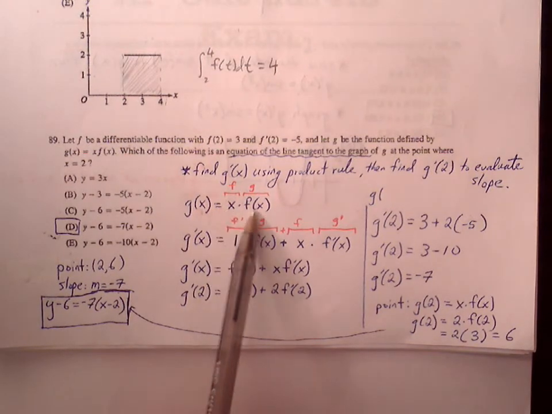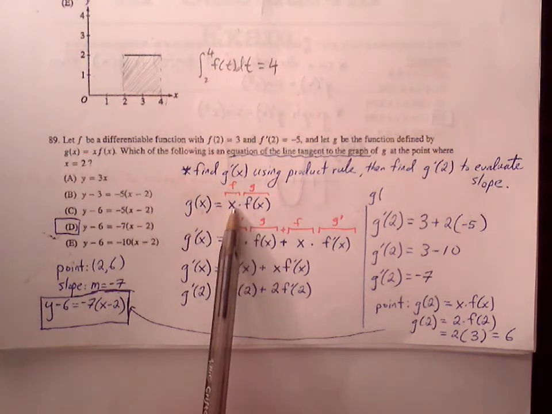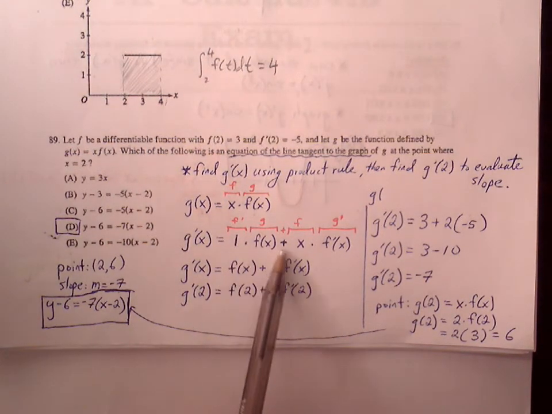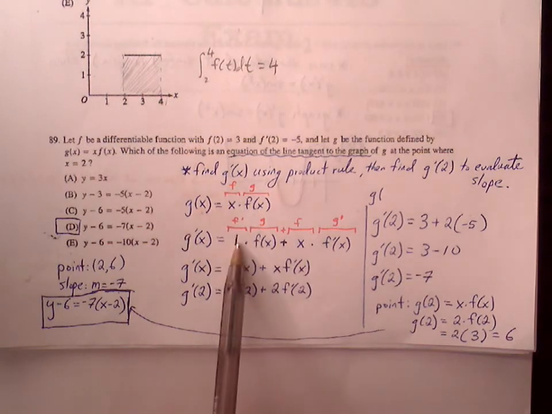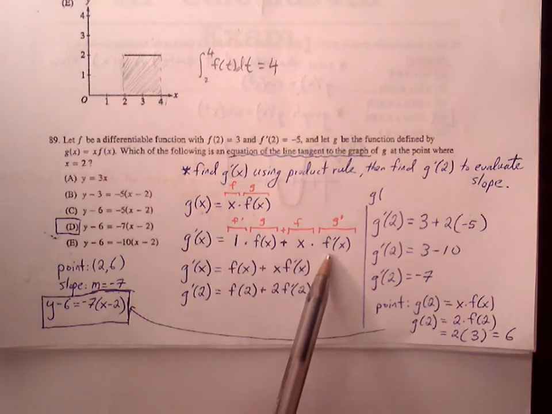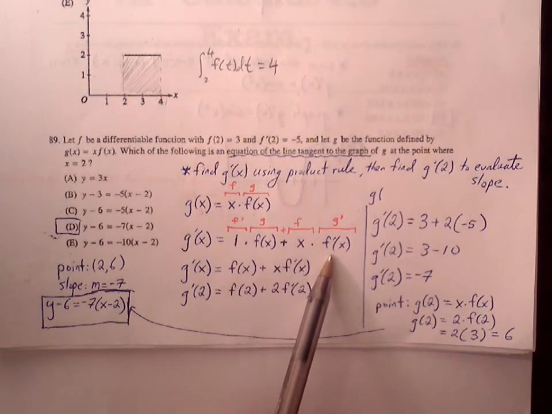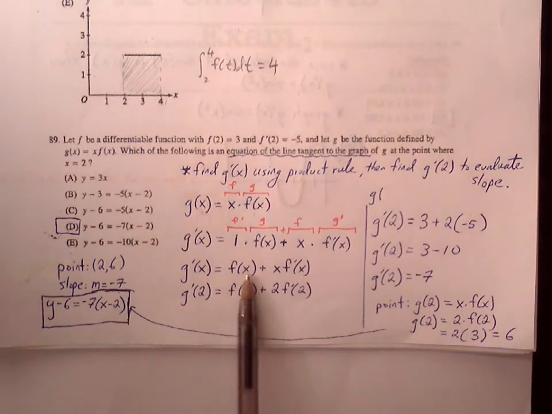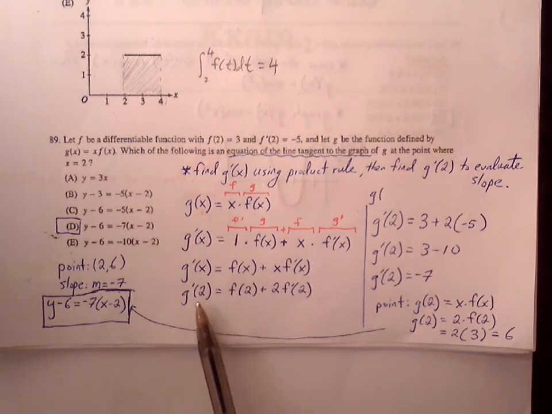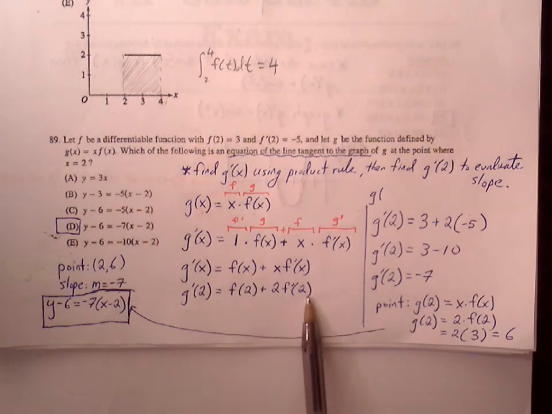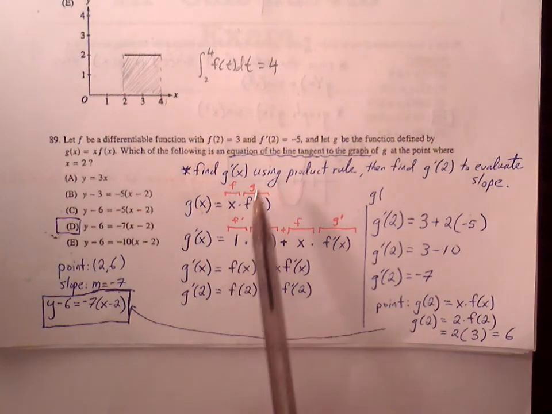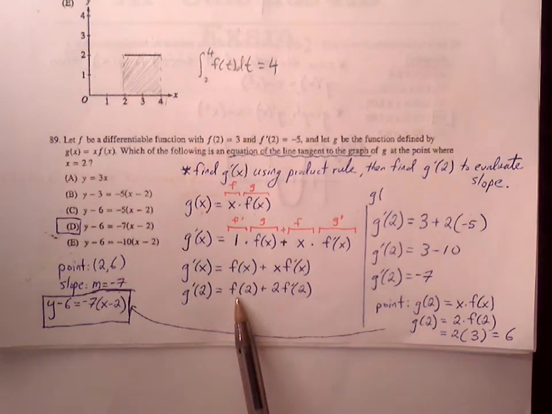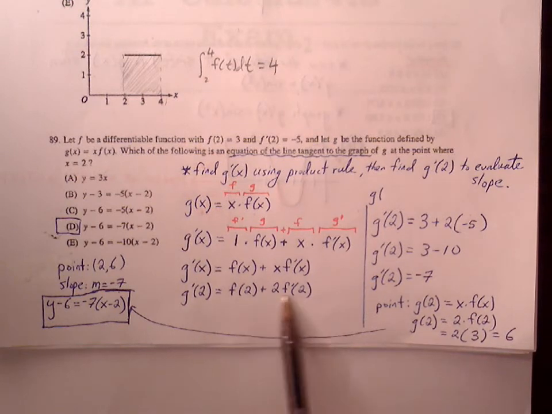To find the derivative, x and f of x are two separate expressions that are multiplied together, so we have to go through the product rule. f prime times g plus f g prime. x's derivative is 1. We keep the f function, and then the derivative of f becomes f prime. So we have an expression that represents the derivative of g. Now let's clean it up and plug 2 in for all the x's. So we get f of 2 plus 2 times f prime of 2. In the problem, they tell us f of 2 equals 3, and they also tell us f prime of 2 equals -5. So we can say 3 plus 2 times -5. 3 minus 10 is -7.